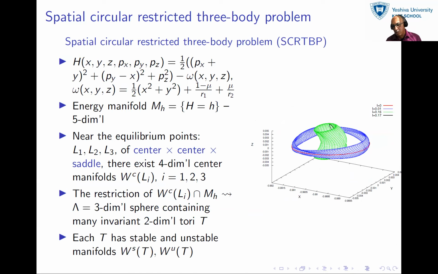And the green torus is taller. What does it mean? It means that if you are on the blue torus, the trajectory of the spacecraft is almost planar. It's a little bit off the plane. But if you are on the green torus, the trajectory of the spacecraft is much more inclined.